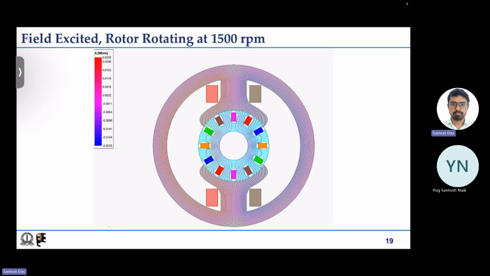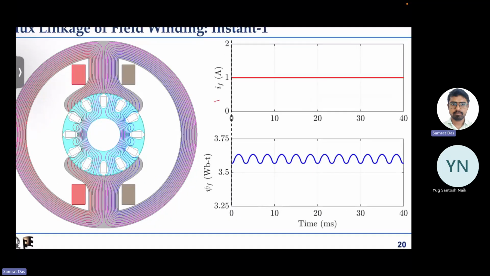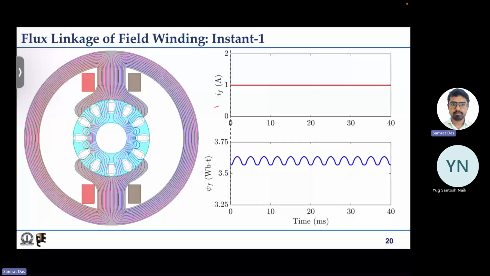So you can see that the flux, it is almost the same number of flux lines that you are able to see. Now if I plot it, then this is the current, which is constant, as I have shown with the red color, and the blue one is the flux linking the first coil or the field winding. Here you are able to see that there is some small variation. Again, mind you, this y-axis is a zoomed in version, so the upper and lower limits, it is not from 0 to some positive value, but it is from 3.25 to 3.75.